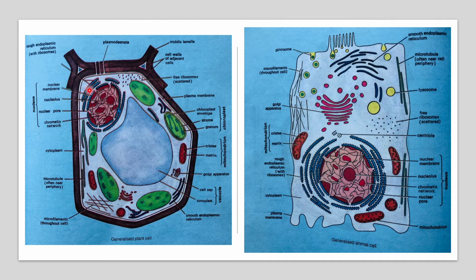And the endoplasmic reticulum is present in both plant and animal cell. When the ribosome is attached to the endoplasmic reticulum, it is known as rough endoplasmic reticulum. This is the rough endoplasmic reticulum. And when the ribosome is not attached to the endoplasmic reticulum, it is known as the smooth endoplasmic reticulum. It is present in both plant and animal cell. This is the rough endoplasmic reticulum in animal cell, and this is the smooth endoplasmic reticulum in the plant cell. These are the free ribosomes found in the cell. It is also found in the plant cell.